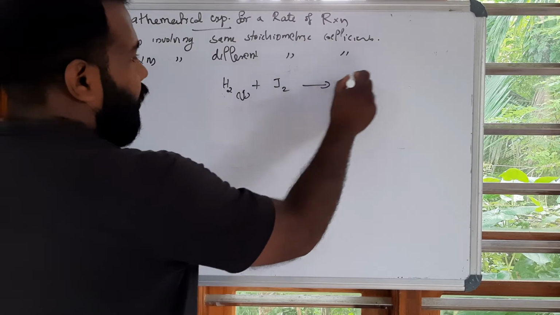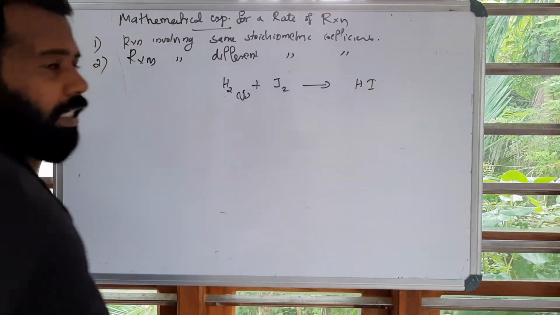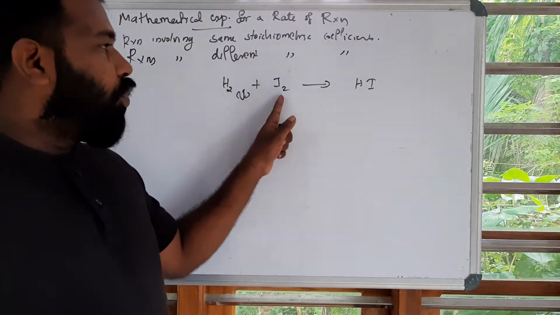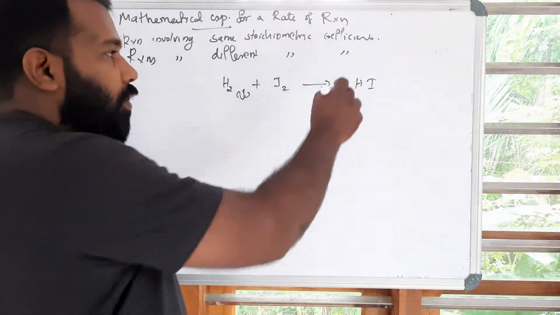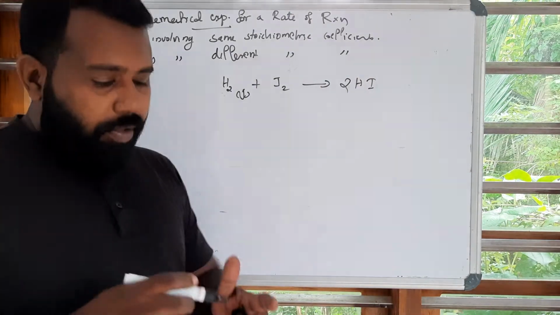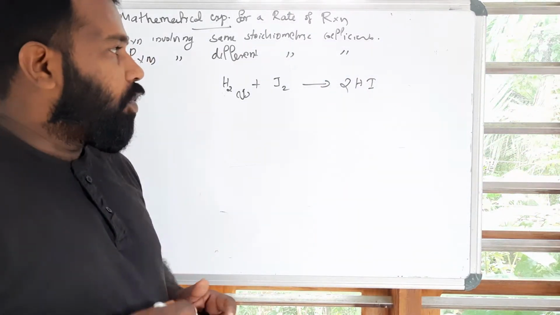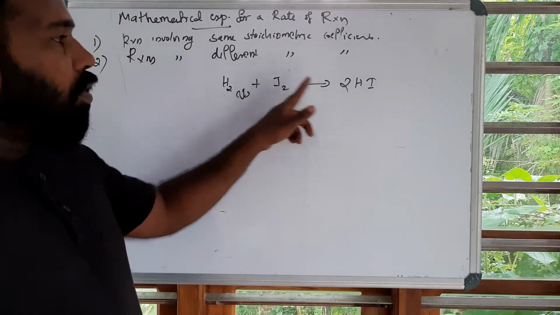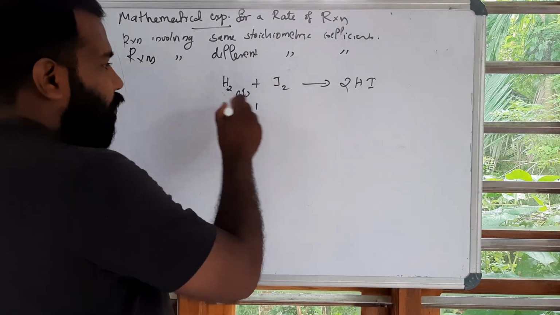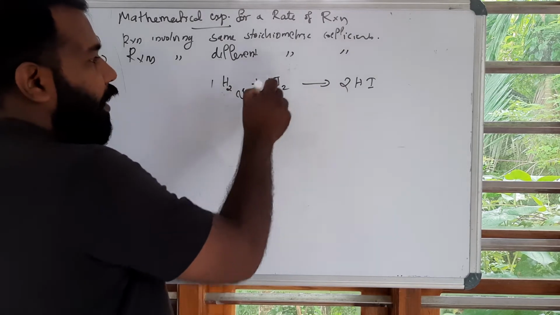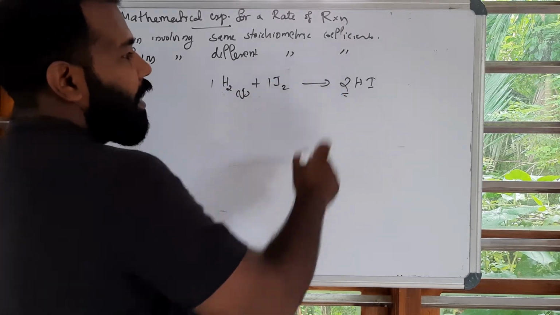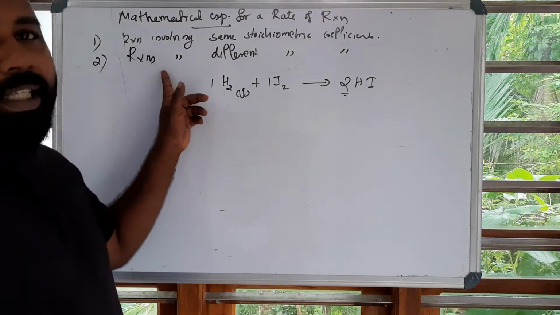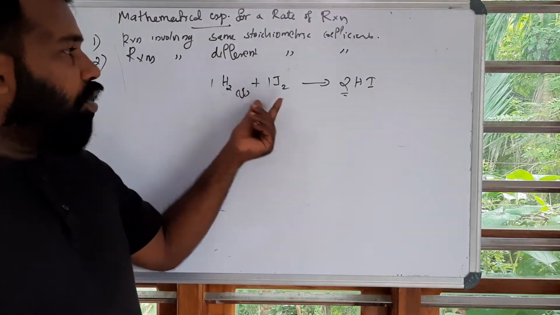iodine, it gives hydrogen iodide: H2 plus I2 gives 2 HI. So we need to balance it. We need to put 2 as the coefficient, the stoichiometric coefficient. Stoichiometric coefficients are: for hydrogen it is 1, for iodine it is 1, and for hydrogen iodide it is 2. So this is the second case, reactions involving different stoichiometric coefficients.